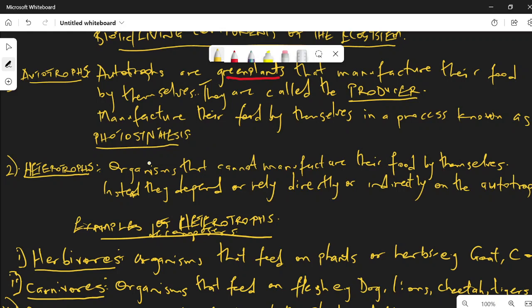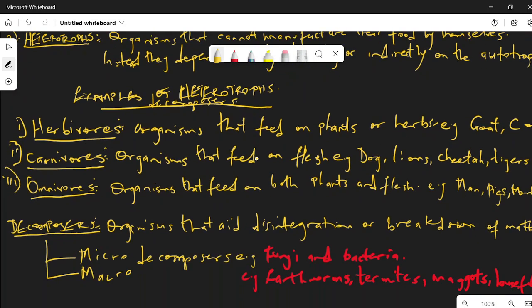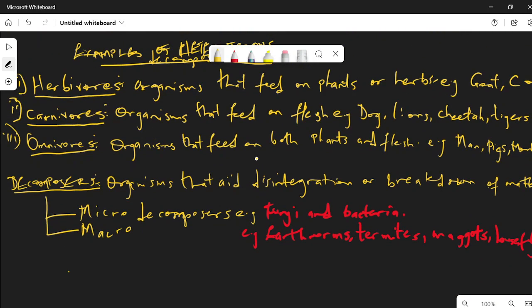And then we went further to talk about the heterotrophs, where we said that they are organisms that do not have the ability to manufacture their food by themselves. Hence, they depend directly or indirectly on the autotrophs. So that led us to talk about the examples of heterotrophs. So we listed the examples. We talked about the herbivores, the carnivores and the omnivores. The herbivores feed only on plants. And we listed examples as cow and goats. We have zebra in that class. We have elephants in that class as well. They are all herbivores.